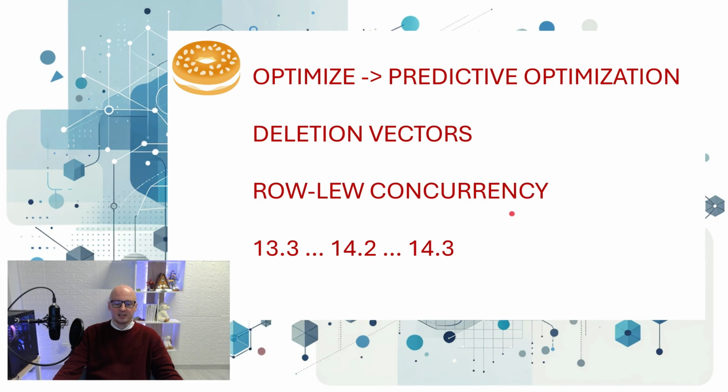And last, liquid partitioning is quite new, so it was introduced in runtime 13.3, but then in runtime 14 it was improved and also row-level concurrency was added, so it's best to just use the latest LTS runtime, 14.3.